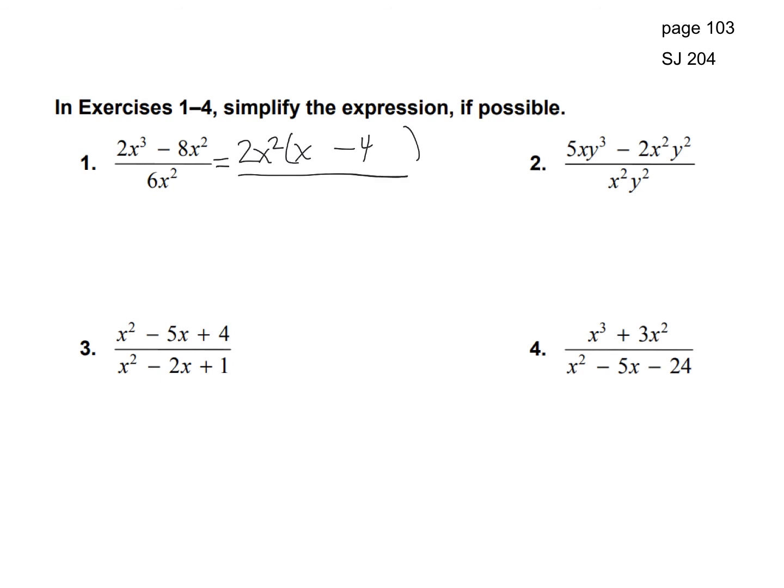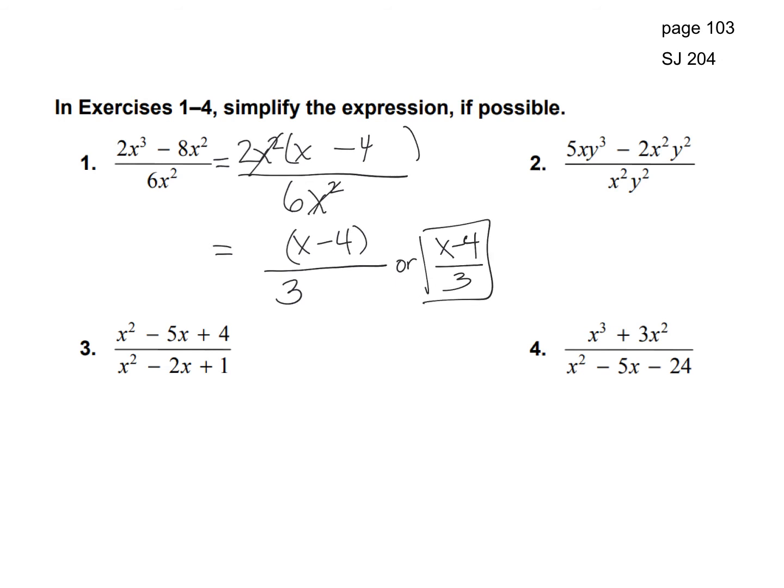And then my denominator, you cannot factor a monomial. And now I have nothing to reduce with x minus 4. So x minus 4 is going to stay x minus 4. But 2 and 6 will reduce to 1/3, so I'll put a 3 on the bottom. And then the x squareds would cancel out. So my answer, even though it's kind of off center, is x minus 4 over 3. It could be written like this. That is the finished or final answer for number 1.